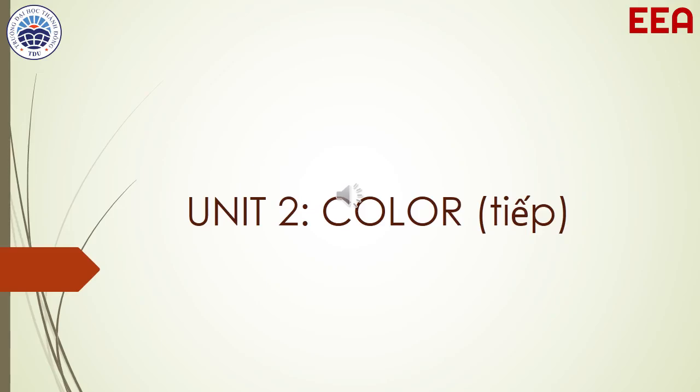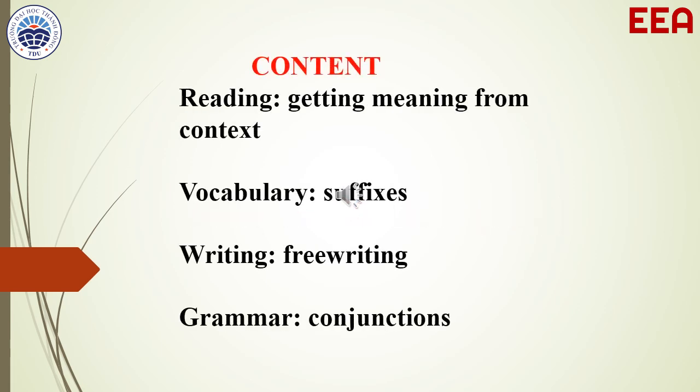Welcome to Unit 2, Color. In the previous lesson, you learned getting meaning from context and free writing. And now, in this lesson, you will learn reading two and still find out the meaning of a word from context. And for vocabulary, you will learn suffixes and writing, still free writing, and for grammar, you will learn conjunctions, and we will do other kinds of exercises.